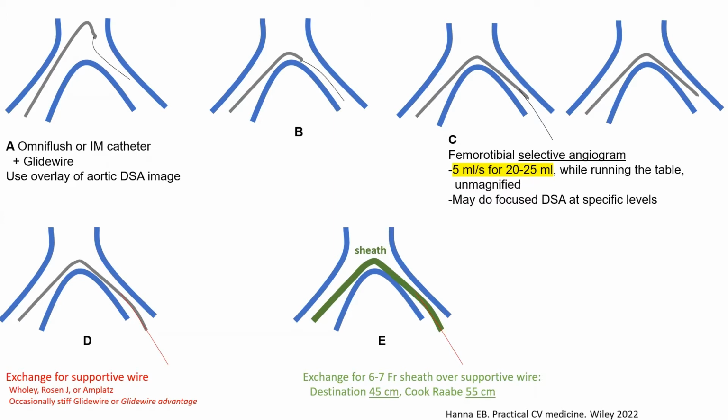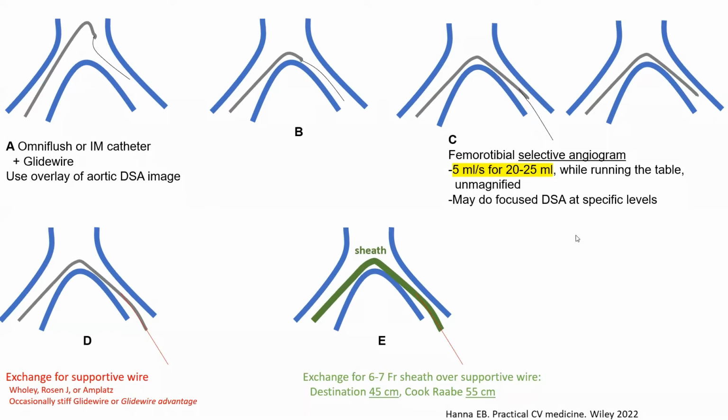or in your assist system. The way I do that part, I do it without subtraction. Typically, I just run the table with no subtraction, from femoral artery to the toes in an unmagnified fashion. Then I may do focused digital subtraction angiography at specific levels, using, for example, 4 milliliter per second for 10 milliliters or so.